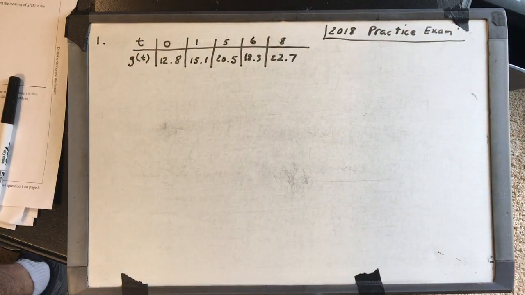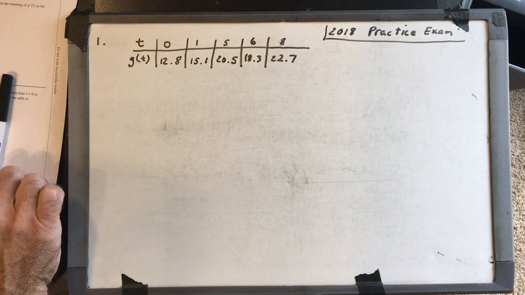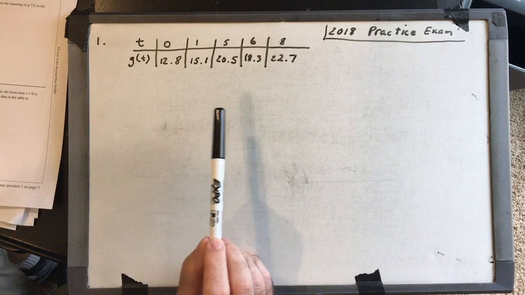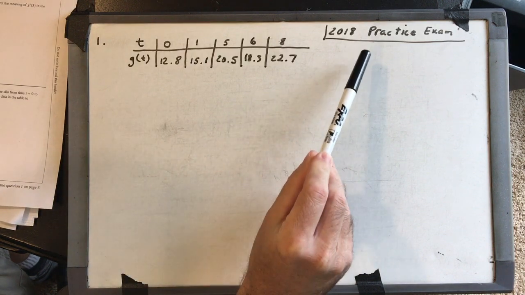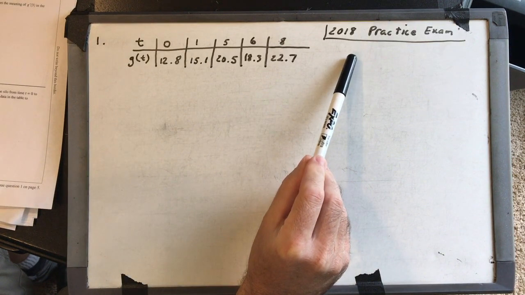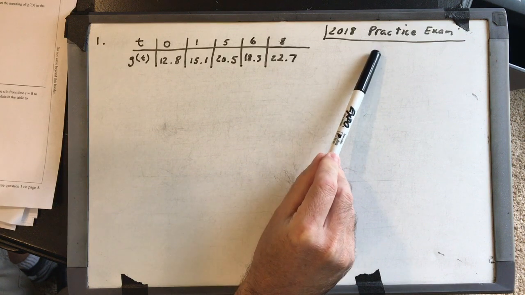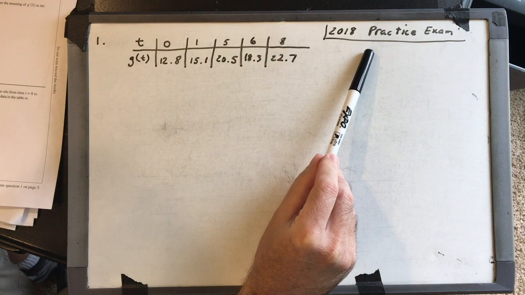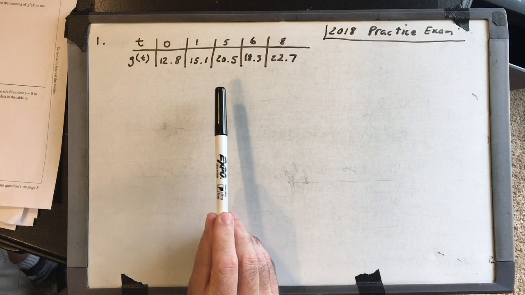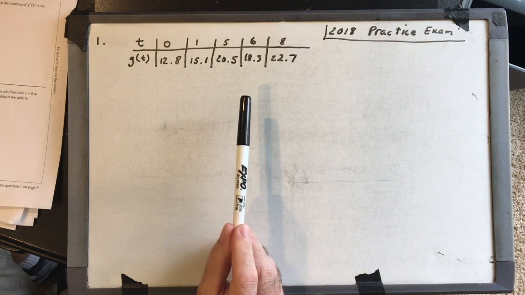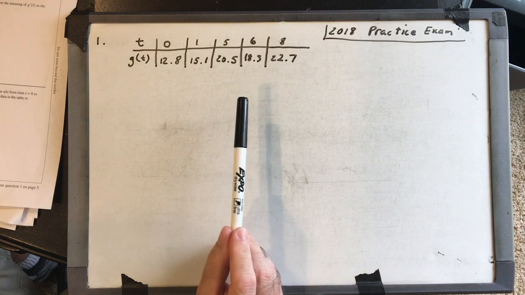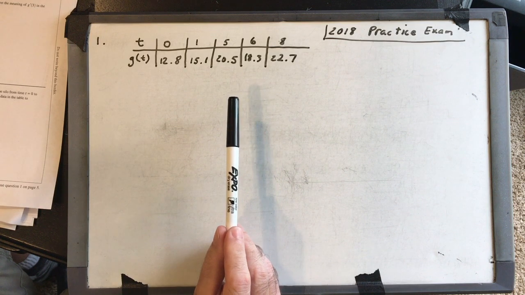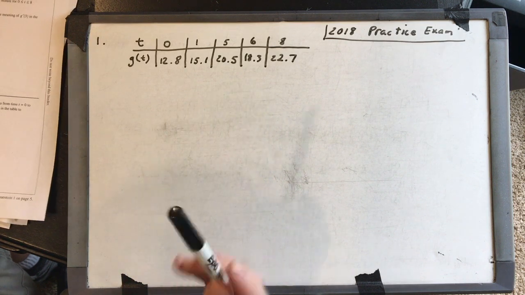Okay, this is a 2018 AP Calculus AB practice exam. This was not the exam that was given in 2018, but the official practice exam. In this video, I'm going to cover parts of number 1 and parts of number 2. Those parts that I don't expect to be on the 2020 test, I will not work, and I'll tell you why.